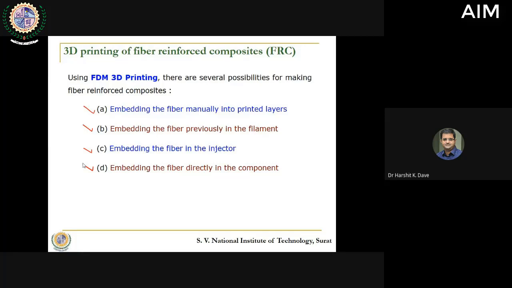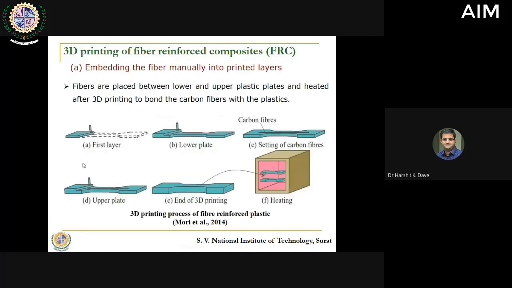It only comes into contact with the polymer when it is laid. So it comes directly in the printed part, in the component that is being printed. So these are four different ways in which this process can be carried out. The process means the FDM based 3D printing of composite can be carried out.